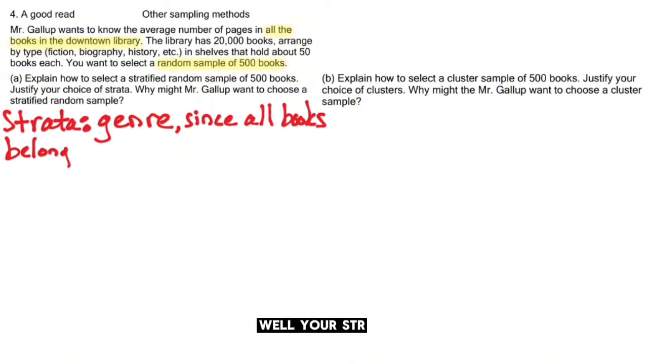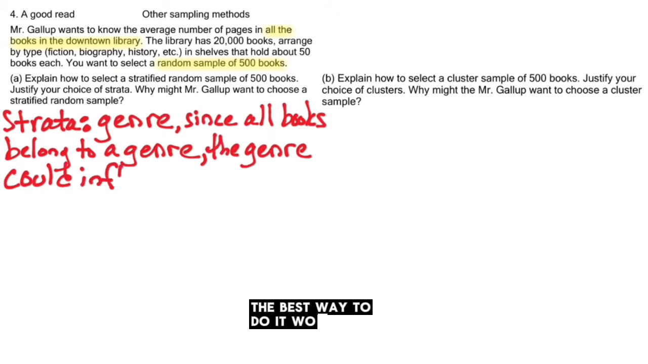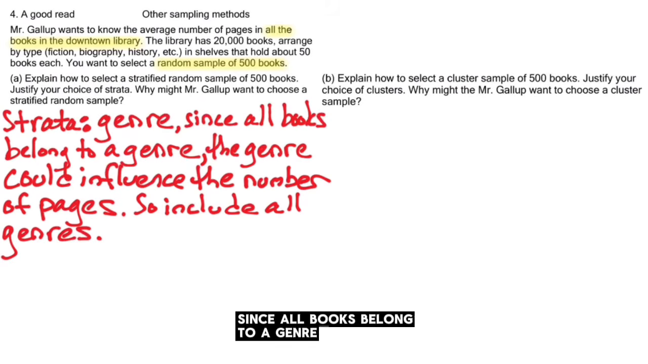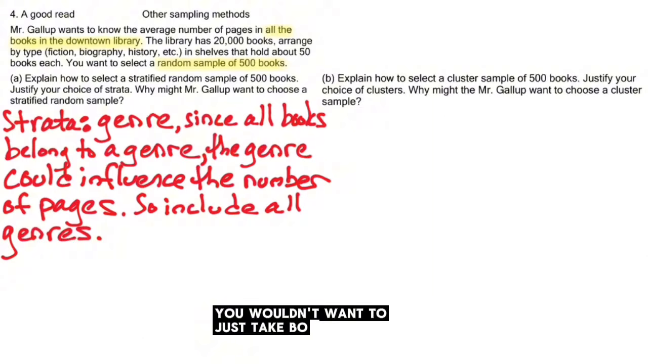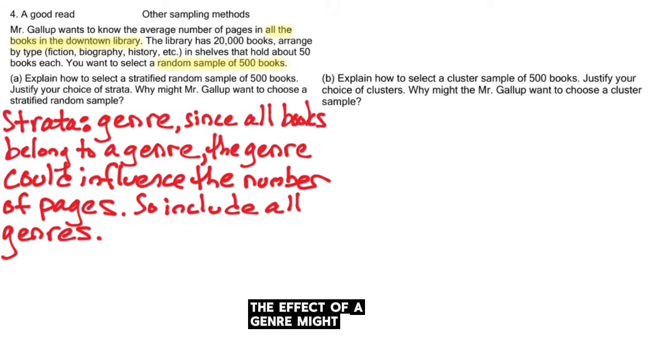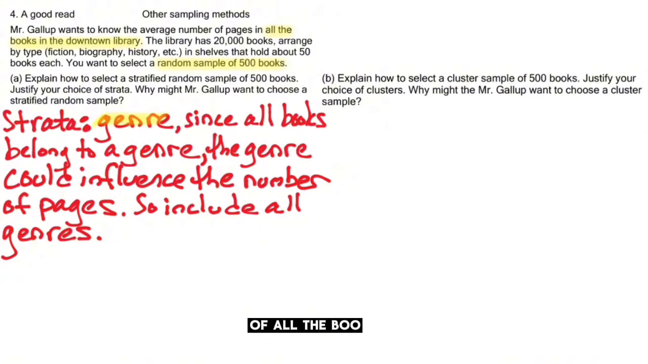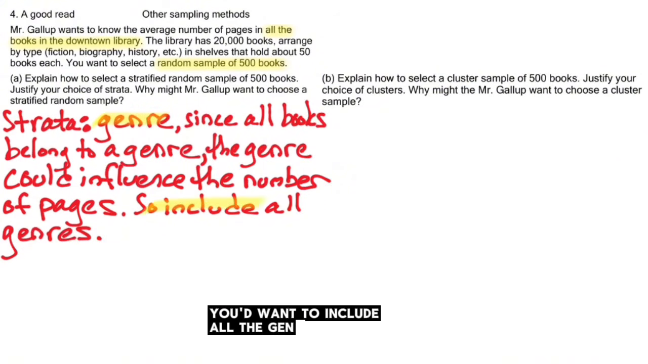Well, your strata in this case, the best way to do it would be to choose based on the genre. Since all books belong to a genre, the genre could influence the number of pages. You wouldn't want to just take books off shelves at a random position of wherever you're going to walk around the library. The effect of a genre might cause a book to be longer or shorter. Some science fiction books are incredibly long, and that's just why you would want your strata to be the genre of all of the books. So you'd want to include all the genres in your stratified random sample.